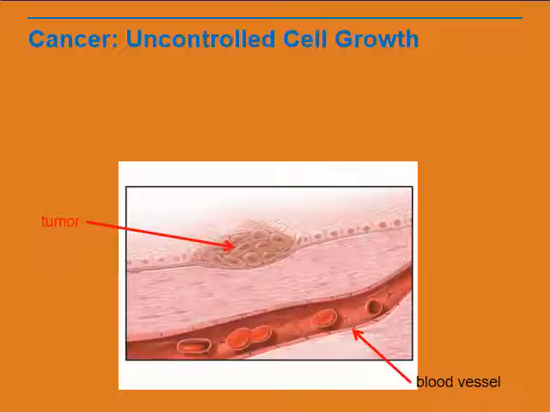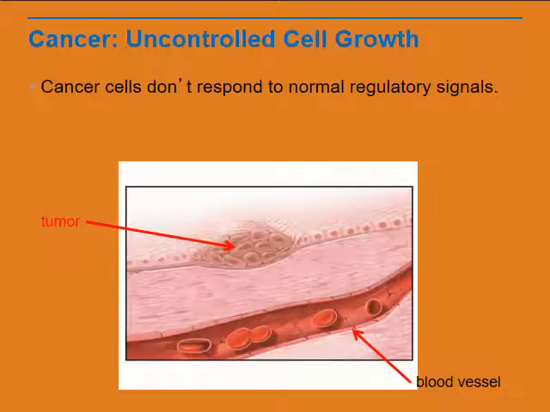This brings us to cancer. Well, cancer cells are cells that do not respond to normal regulatory signals. So everything that we talk about with the cyclins and the apoptosis, those rules don't apply to cancer cells, because basically a cancer cell is like a bully of cells, pretty much.